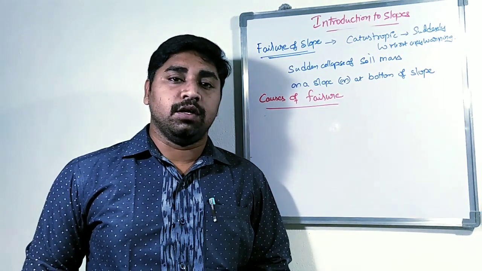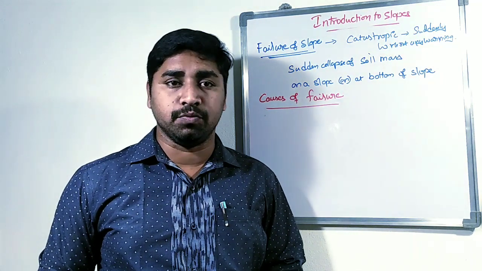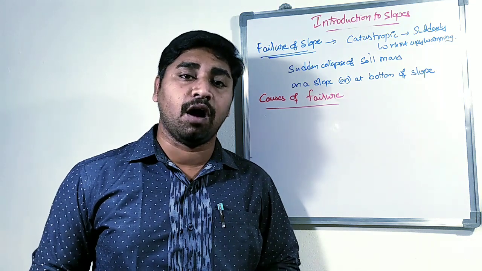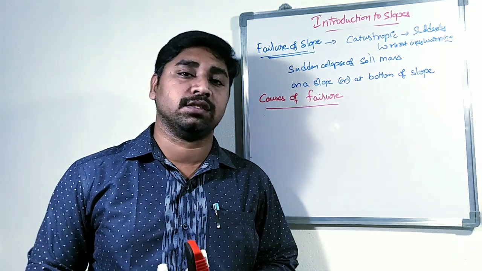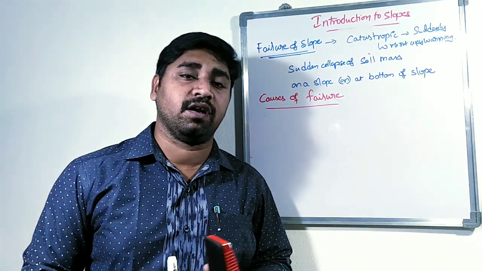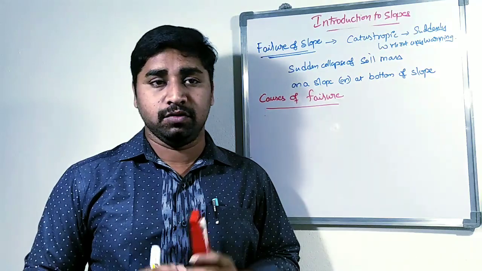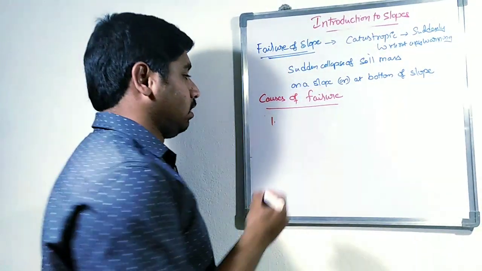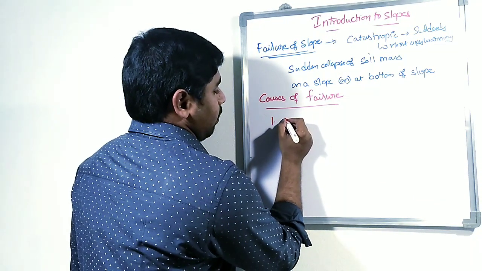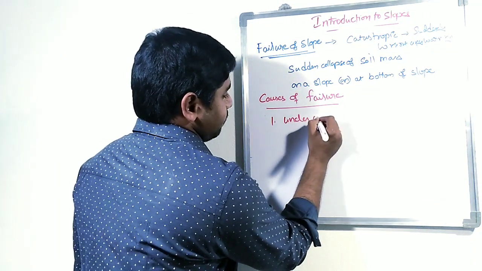So in order to ensure the stability of slopes, we have to know about the causes behind this failure of slopes. So what are the causes or what are the reasons for occurrence of slope failure. So if you see the causes, first one is the undercutting.